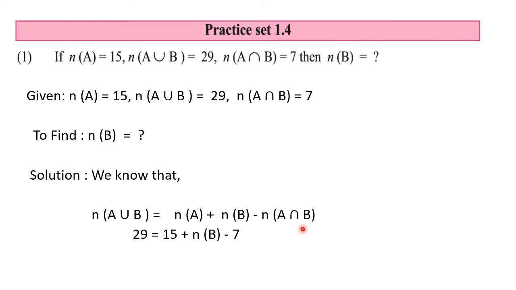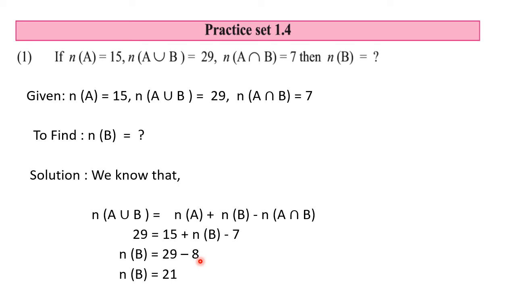Okay, so the next step is to simply substitute the values which are given to us. Now we can solve it. See, 15 minus 7, we are going to get 8, and that we can subtract from 29 to get n of B. So n of B is 29 minus 8, that is equal to 21.